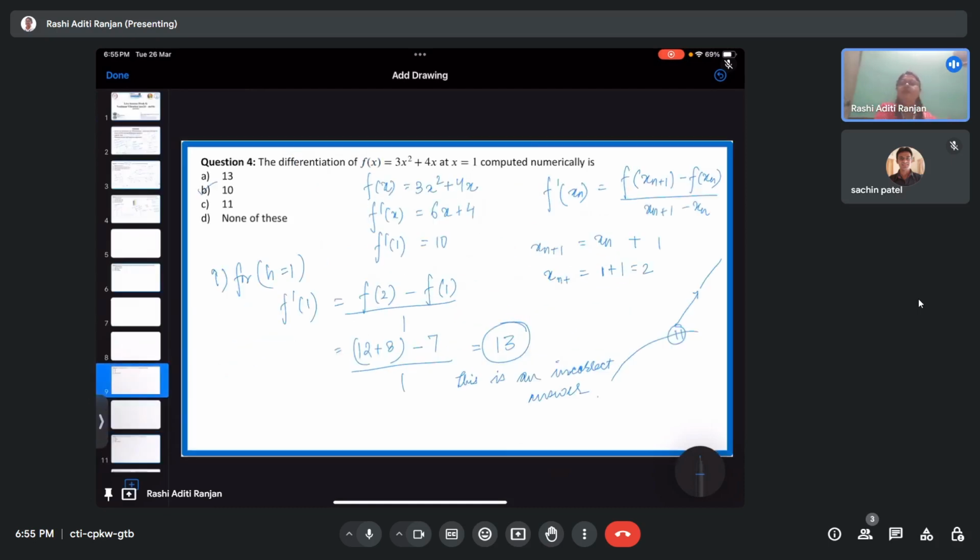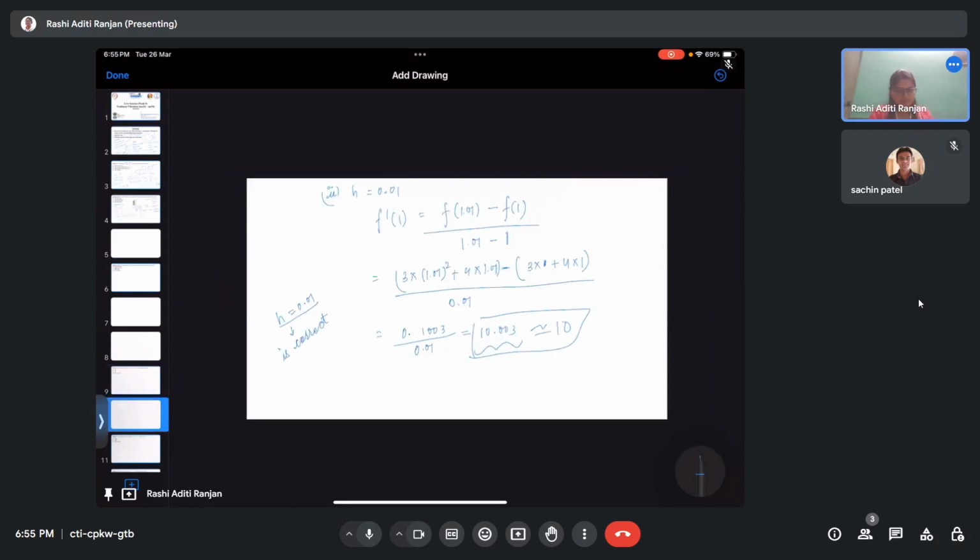Now see, if someone would not compute the analytical value and would just apply the numerical technique, they would get the answer as 13, but it is an incorrect answer, right? So that is what is important that we check.